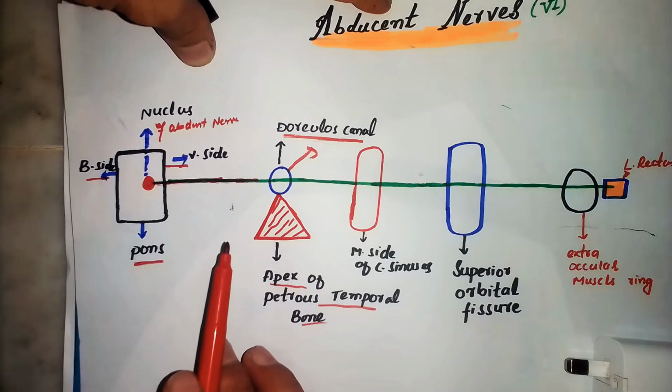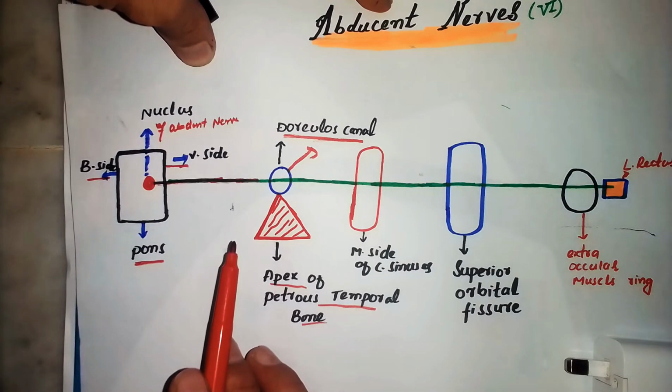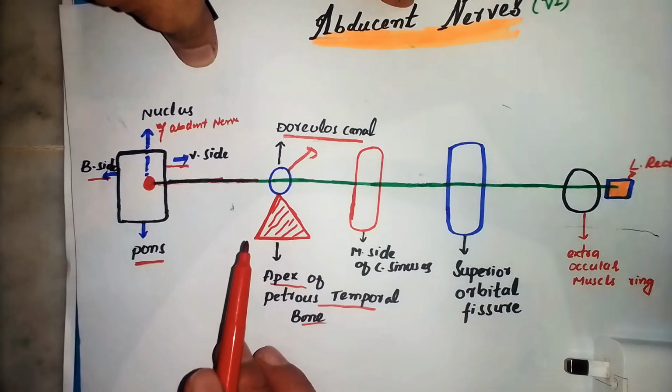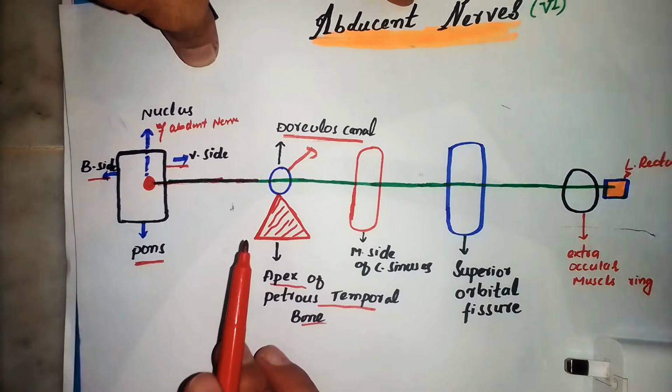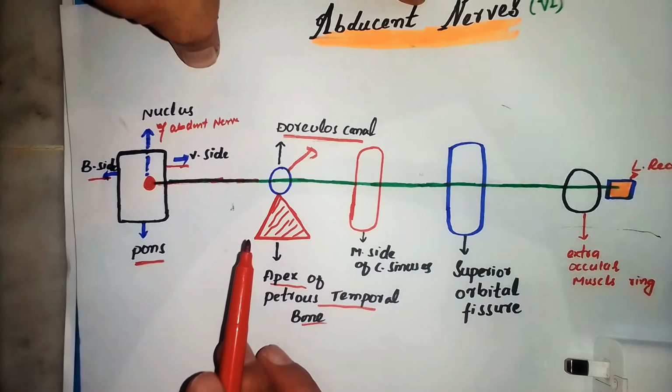Now we are going to discuss the abducent nerve, which is also called the sixth cranial nerve. The abducent nerve is a purely motor nerve. It supplies one of the extraocular muscles, the lateral rectus muscle. The lateral rectus muscle helps in lateral rotation, meaning abduction, of the eye.